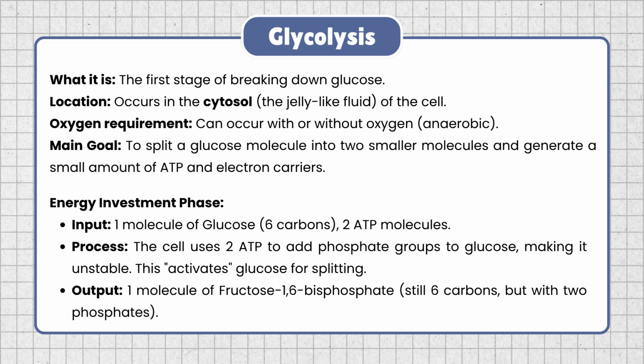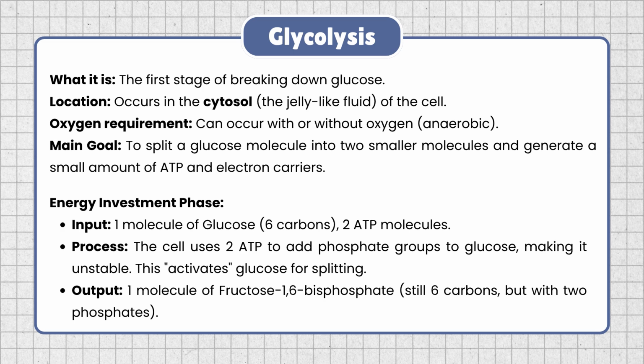For the first phase of glycolysis, we have the energy investment phase. Before we can harvest energy, we have to spend a little. Think of this as the priming the pump stage. For our input, we start with one molecule of glucose, a 6 carbon sugar, and two ATP molecules. Remember, ATP is basically the energy. For the process, the cell uses those two ATP to add phosphate groups to the glucose molecule. This addition of energy makes the glucose very unstable and activates it for the splitting that comes next.